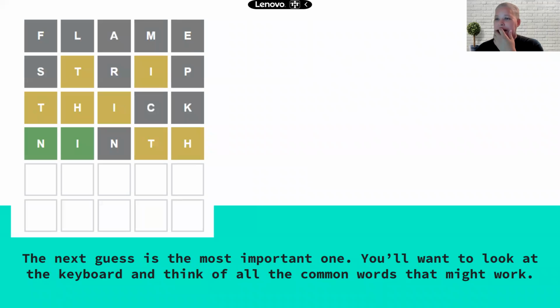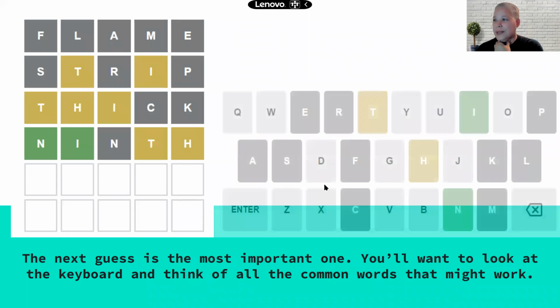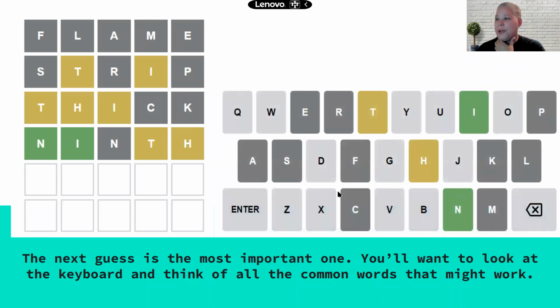Okay. Now the next guess is going to be the most important one. You'll want to look at the keyboard. So let's bring up our keyboard here and think of all the common words that might work. What words start with N-I? They have TH in them, but it's not the last two letters. I can't think of a word that has N-I and ends in TH. I can't really think of one. So let's just think. Let's look at the keyboard.